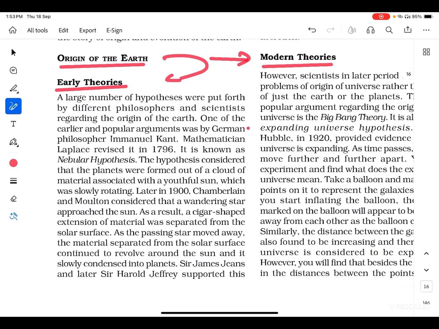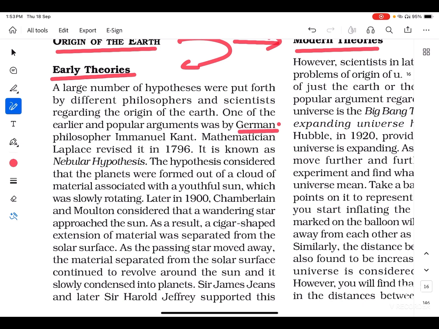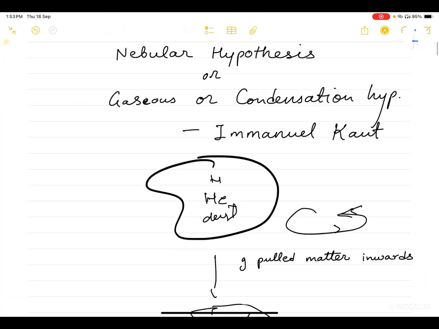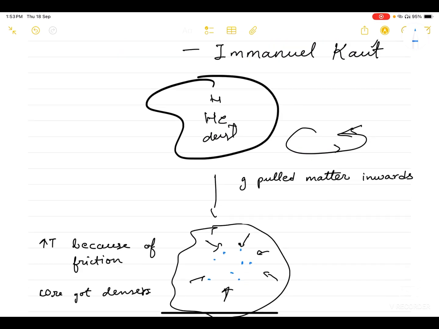One of the earlier theories, proposed and widely accepted, was by the German philosopher Immanuel Kant, which was revised by the mathematician Laplace and was called the Nebular Hypothesis. Let's look into what the Nebular Hypothesis was. It was also known as the gaseous hypothesis or condensation hypothesis. It proposed that there was a very big cloud of hydrogen, helium and dust particles, rotating in an anti-clockwise direction very slowly.